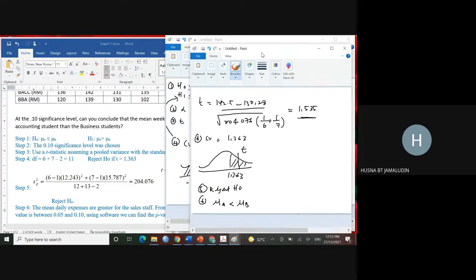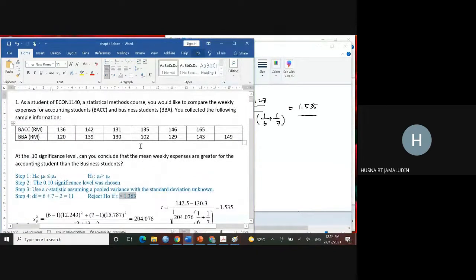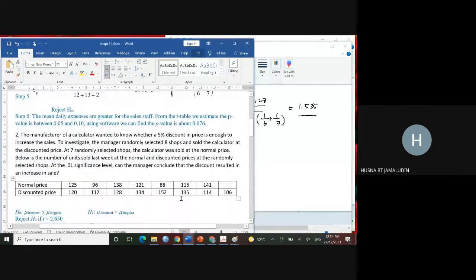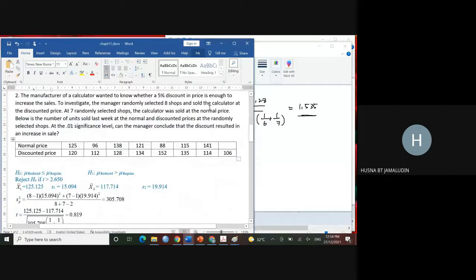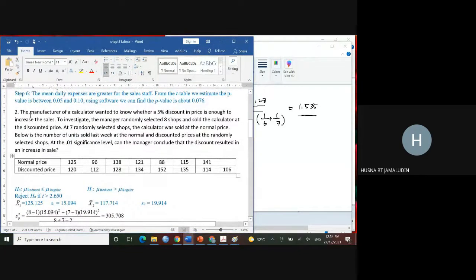that is the answer for section 1's question. And if you look at the section 2 question, well, it is the same thing. Let me just go through it. The manufacturer of a calculator wanted to know whether a 5% discount in price is enough to increase the sales. You believe that when they give a discount, definitely the sales could be increased. But we want to test whether it is true or not true.